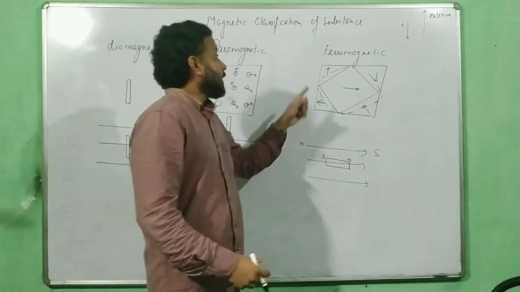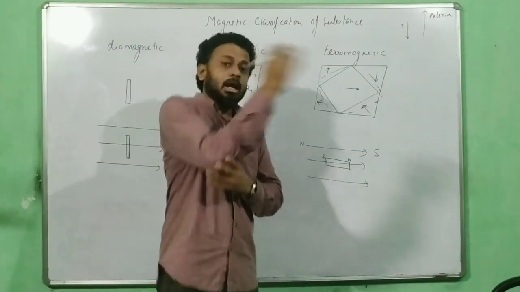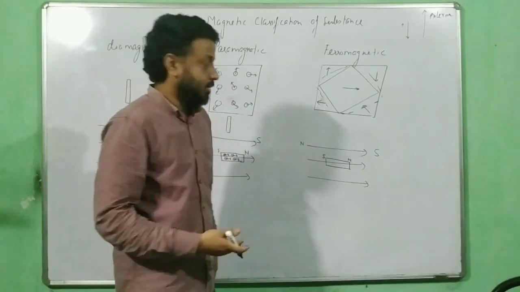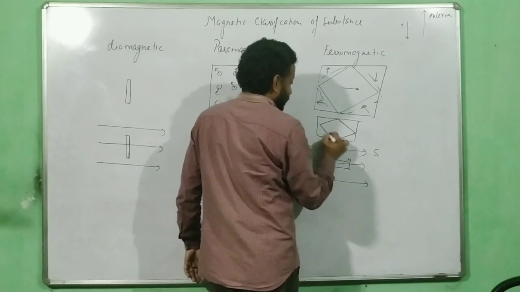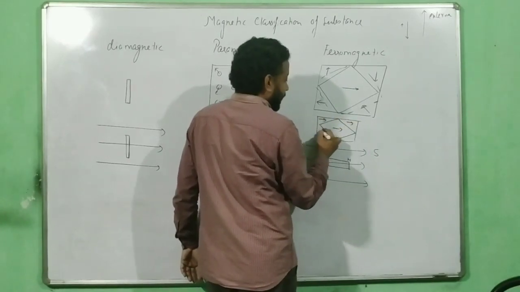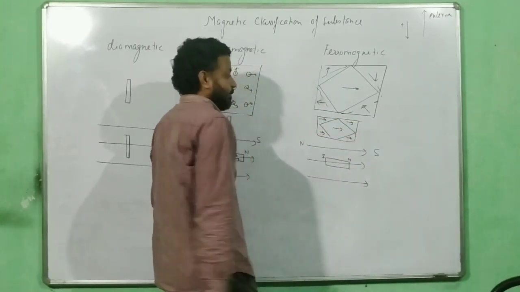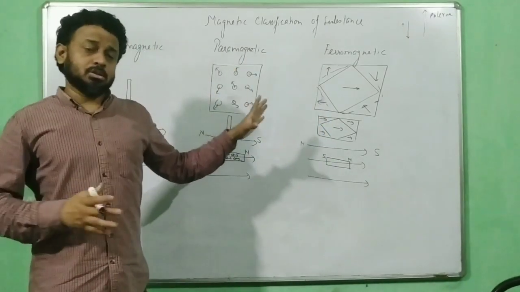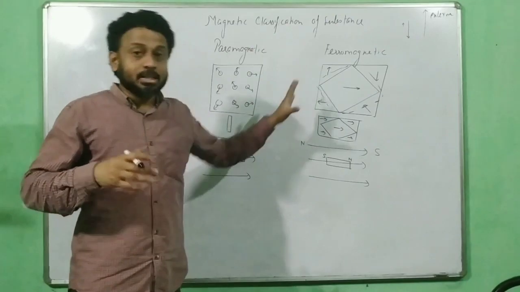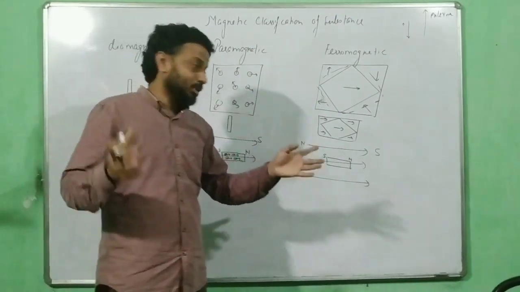The other way is that in each domain they will align in the direction of the external magnetic field. That means in each domain everyone will get aligned in the direction of the external magnetic field, and this is the most favorable one. Ferromagnetic as a whole is the most favorable one, as a domain expansion of this.